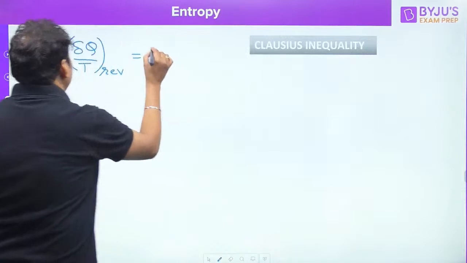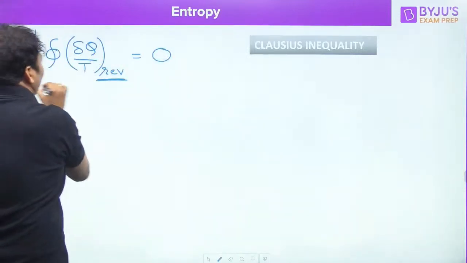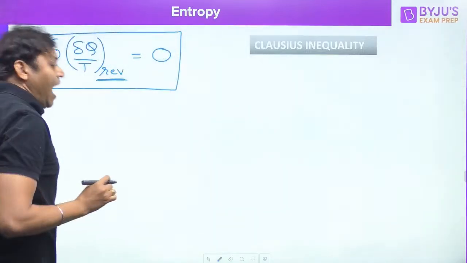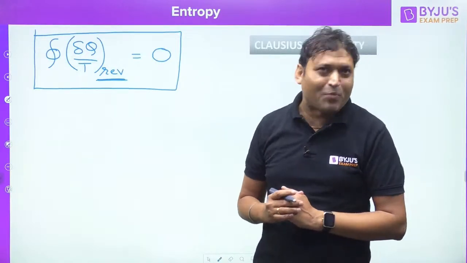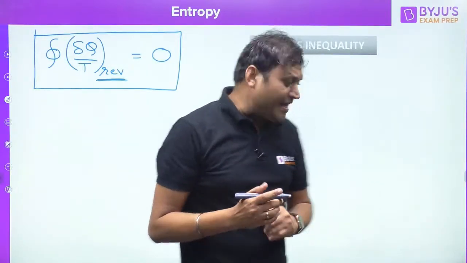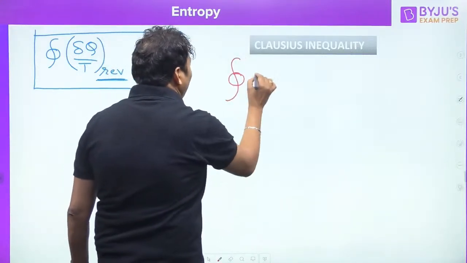Yes, cyclic integration of del Q by T for a reversible cycle will be equal to 0, isn't it? And as we know, the cyclic integration of a property, do you know the cyclic integration of a property? What is the cyclic integration of a property?